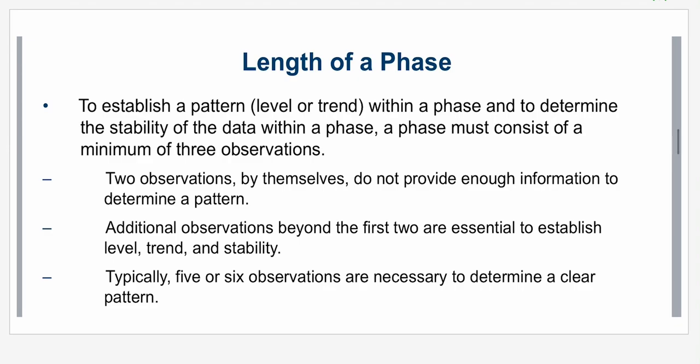Okay, so the other thing we have to talk about is the length of a phase. So what determines how long a phase is, right? How many observations you do. Basically, until a pattern has been established. You've heard me allude to that already. So there is a minimum though. So you have to have a minimum of 3 observations, right? Because 2 observations is not going to provide enough information to determine a pattern.